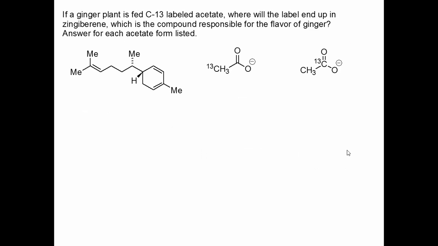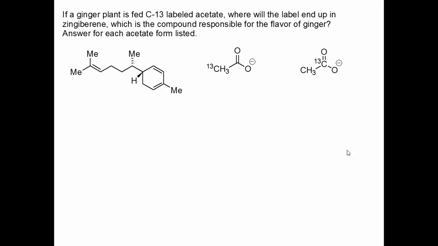All right, let's look at a problem here. Let's say this is the compound zingiberene, which gives ginger its flavor. And let's imagine that we're going to feed a ginger plant some C13 labeled acetate. Where's the label going to end up? We're going to look at the problem from the approach of labeling the methyl group of the acetate, or labeling the carbonyl group of the acetate. And we're going to assume that the acetate is going to convert under the biological conditions into acetyl-SCoA.